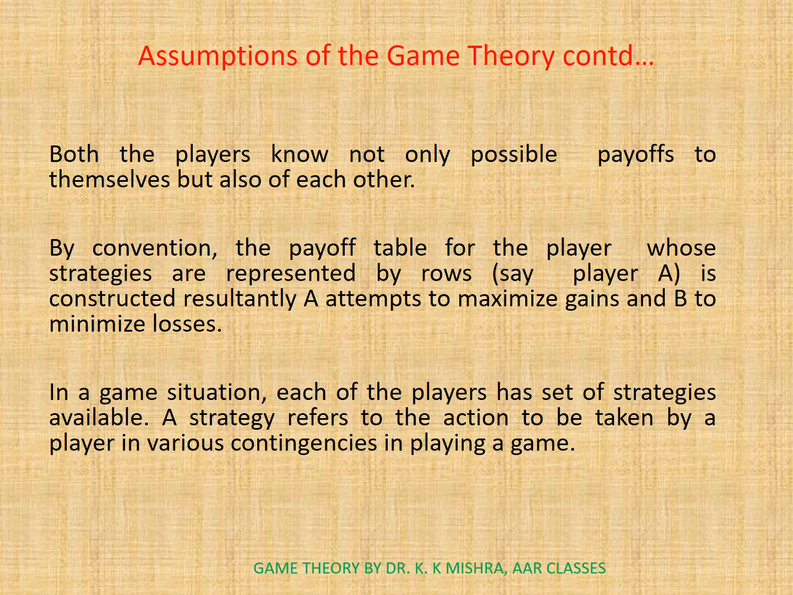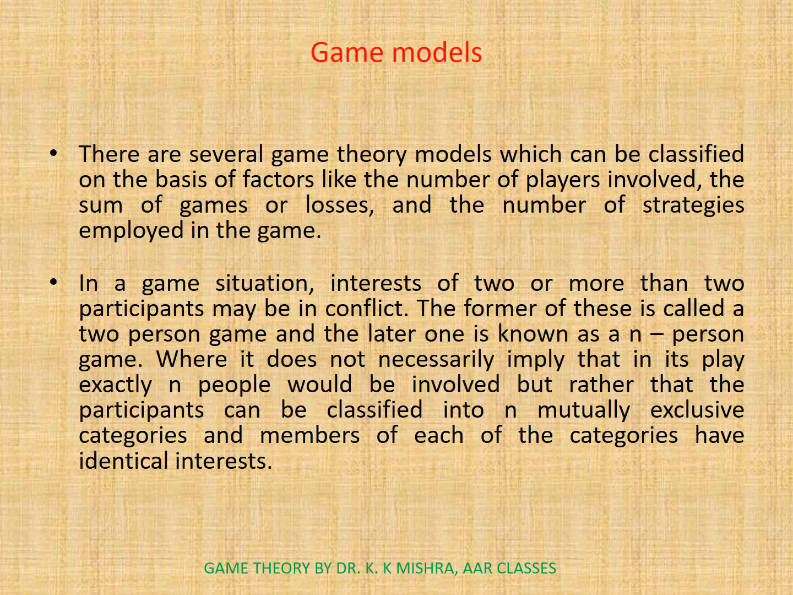In a game situation, each of the players has a set of strategies available. A strategy refers to the action to be taken by a player in various contingencies in playing a game, as defined earlier. The models: there are several game theory models which can be classified on the basis of factors like the number of players involved, the sum of gains or losses, and the number of strategies employed in the game.